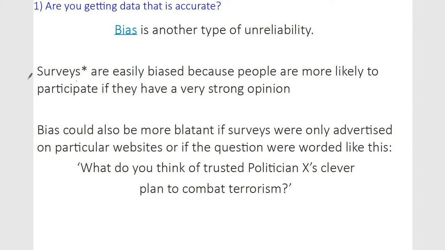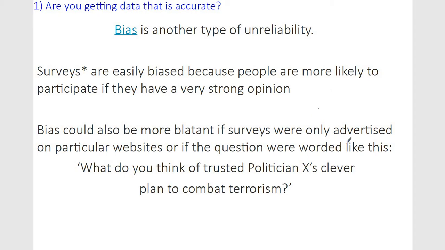Okay, surveys, for one, are easily biased because people are more likely to participate if they have a very strong opinion. Think about comment cards at restaurants or at workplaces. Okay, if you've ever worked in retail or customer service, you know that the people that are sending or replying to those comment cards are the people that are very angry. Okay, ones that have very strong opinions. You're not going to get those general run-of-the-mill everyday opinions. Okay, so be careful when you do surveys.